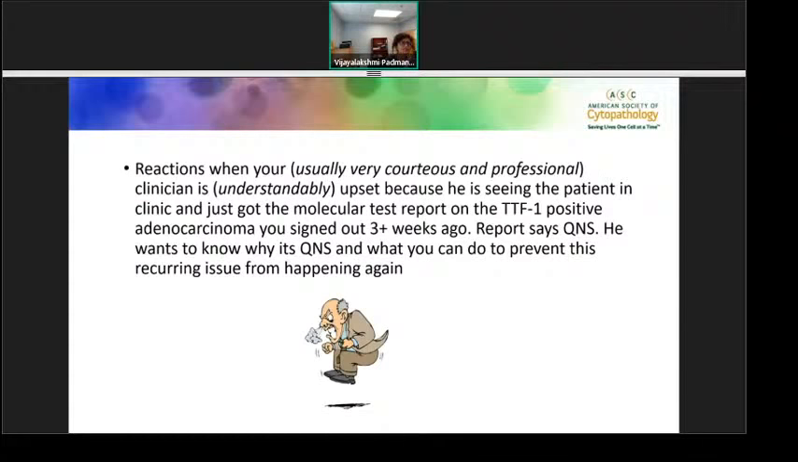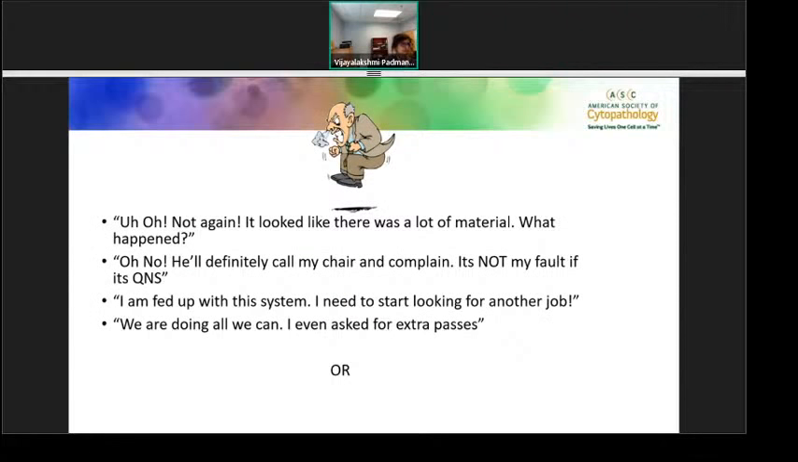So what would your reactions be when your usually very courteous and professional clinician is understandably upset because he's seeing the patient in clinic and just got the molecular test report on his TTF1 positive adenocarcinoma from the lung that you signed out 3 or 4 weeks ago? Report in the molecular thing was like, there's not enough quantity. He wants to know why, and what can you do? And he's really upset because the previous X number of patients also didn't have enough quantity. You could say, not again.